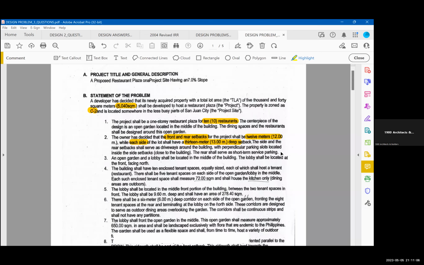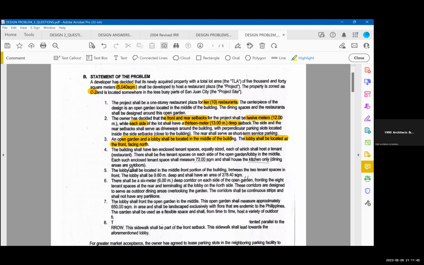Okay. The side and the rear setbacks shall serve as driveways around the building, with perpendicular parking slots located inside the side setbacks, close to the building. The rear shall serve a short-term service parking. Number 3, an open garden and a lobby shall be located in the middle of the building. Okay, in the middle of the building down. The lobby shall be located at the front. The lobby at the front, facing the north. Then open garden in the middle.